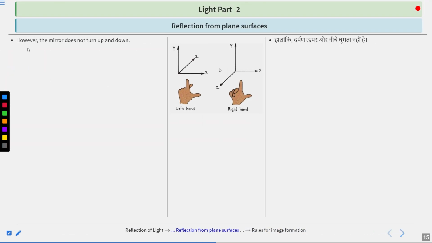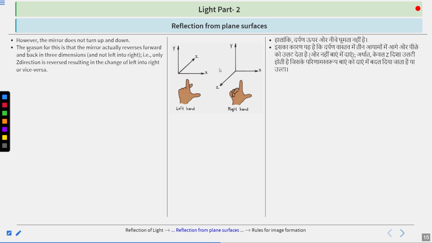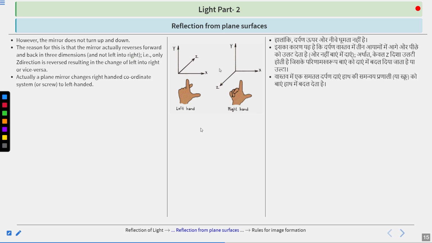However, the mirror does not turn up and down. The reason for this is that the mirror actually reverses forward and back in 3 dimensions and not left into right. Therefore, only the Z direction is reversed, resulting in the change of left into right or vice versa. So here you can say the Y and X are fixed, only the Z is actually changing. That's why a left hand appears as a right hand and similarly the right hand appears as a left hand. Actually, a plane mirror changes a right-handed coordinate system or screw to left-handed.